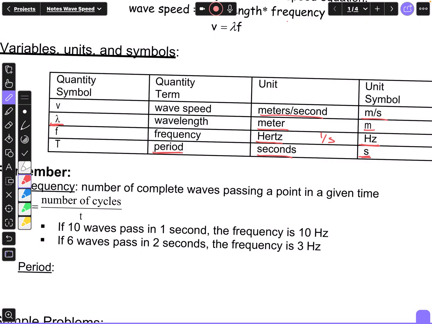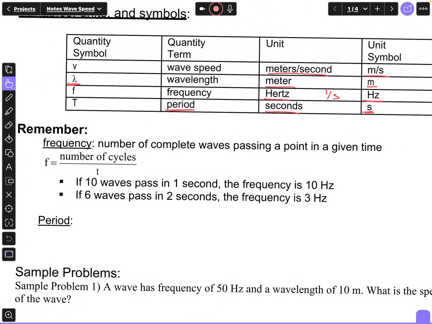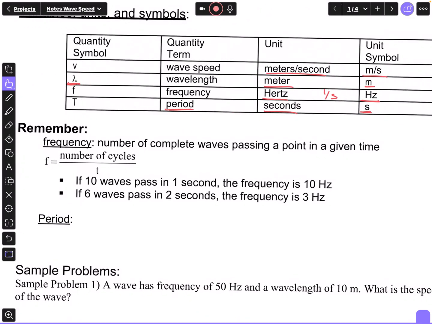When we have frequency, the way we define that is the number of complete waves passing a point in a given time. So frequency is equal to the number of cycles, or the number of waves, divided by time. So how many waves go through in a certain amount of time. If 10 waves pass in 1 second, the frequency is 10 hertz. It would be 10 divided by 1. If 6 waves pass in 2 seconds, the frequency is 3 hertz, which would be 6 divided by 2.